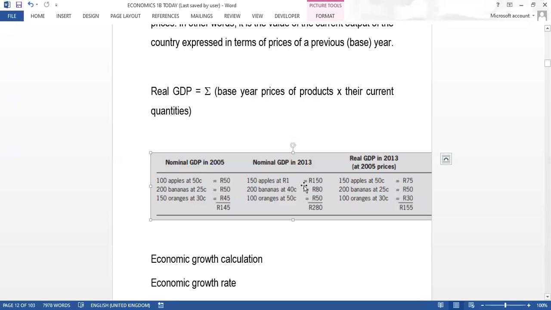So the total value there, you'd see that this one is a mistake. I think they wanted to put 100 on apples and 150 on oranges. You can see that they swapped the two. So let's just assume it's the same thing. All right, so 150 apples at 1 Rand would give you 150. 200 bananas at 40 cents would give you 80 Rand. 100 oranges at 50 cents would give you 50 Rand. So the sum of these elements would give you a gross domestic product in 2013 of 280 Rand.